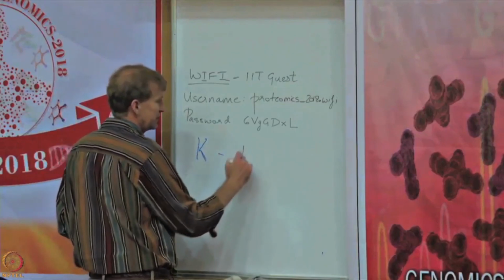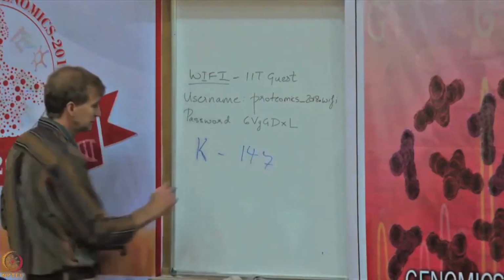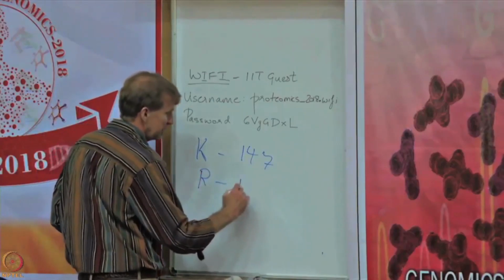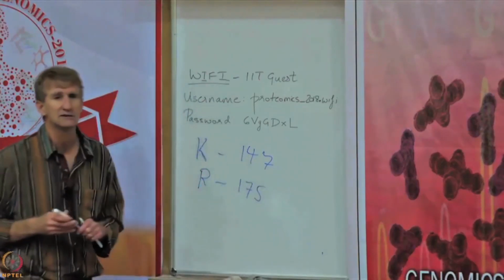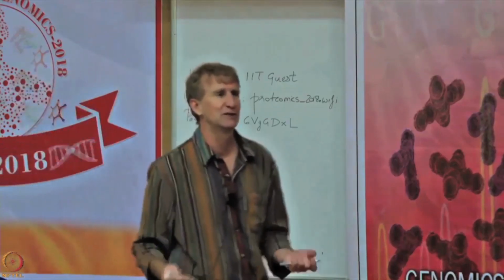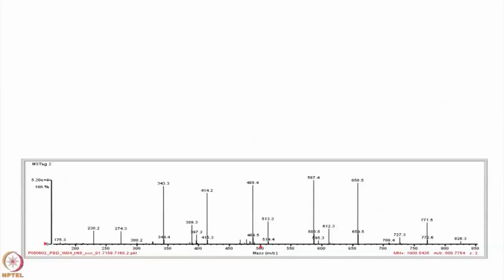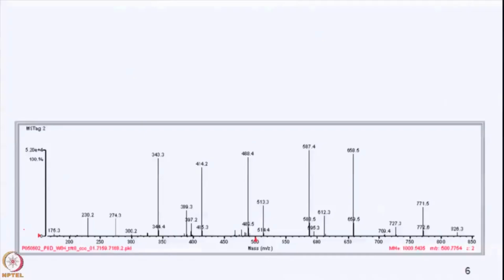Lysine has a Y1 ion that is 147. Arginine has a Y1 ion that is 175. You should now be able to tell me what the C-terminal amino acid of this peptide is, if you're looking at the spectrum. If this is where the precursor mass is, you can see there's some symmetry. These two peaks are about equidistant from the center, so they're probably a BY pair.